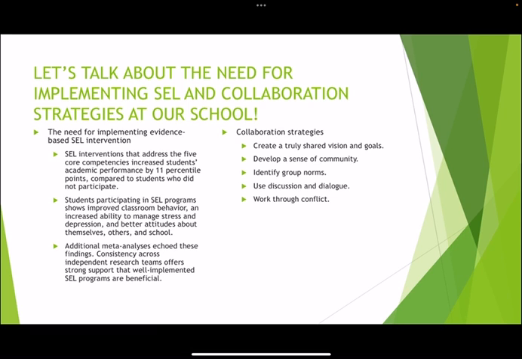Students participating in SEL programs show improved classroom behavior, increased ability to manage stress and depression, and better attitudes about themselves, others, and school. This is another important reason why we need to implement it. We can help behavior issues in our class. It can help our students emotionally overall. And this is not only something they're going to be using in school, they're going to be using at home and all throughout the rest of their adulthood.